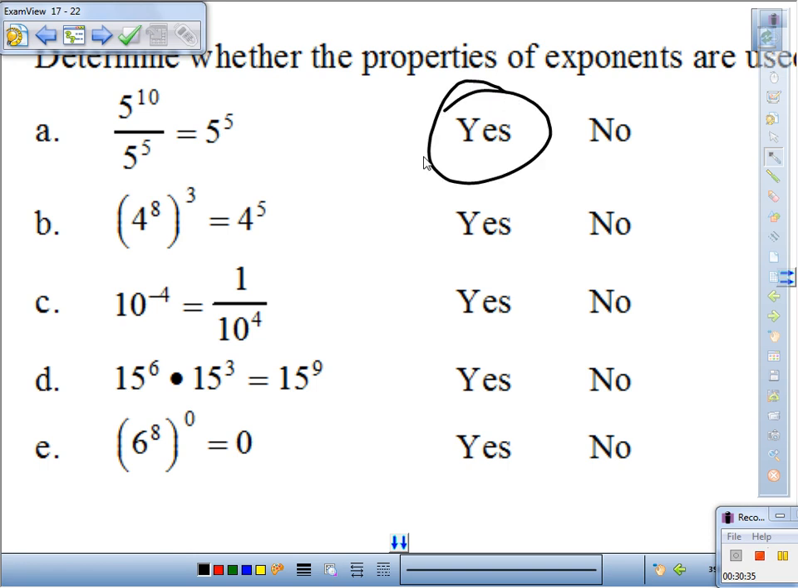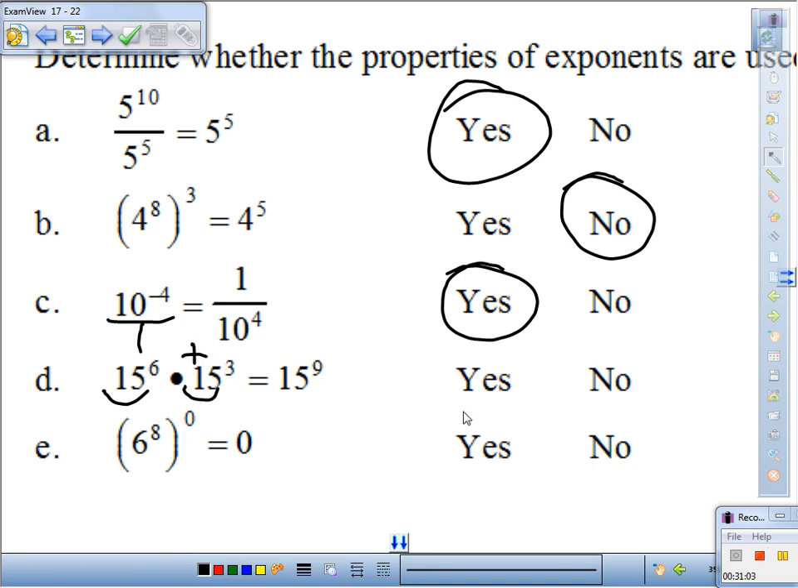Yes. All right. This one, power of a power. What happens to the exponents? They multiply. What is 8 times 3? 24. Did they use it correctly? No. Look at this one, negative exponent. Can we leave it as a negative? No. So what would be the reciprocal? 1 over 10 to the positive 4. Did they use it correctly? Yes. Product of powers. Are these the same base? Yes. When we multiply, what happens to the exponents? They add.